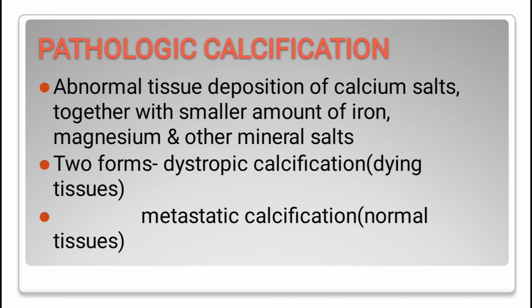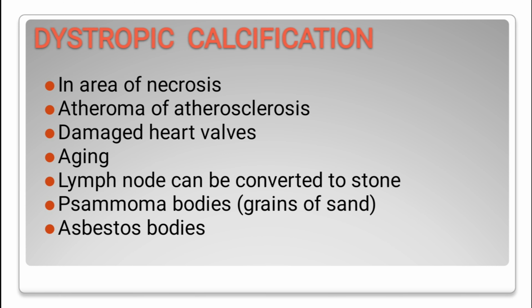But when the deposition of calcium salt occurs in normal tissues, it is called metastatic calcification, and it almost always results in a hypercalcemic condition, and there is derangement in calcium metabolism. First, let's see about dystrophic calcification.